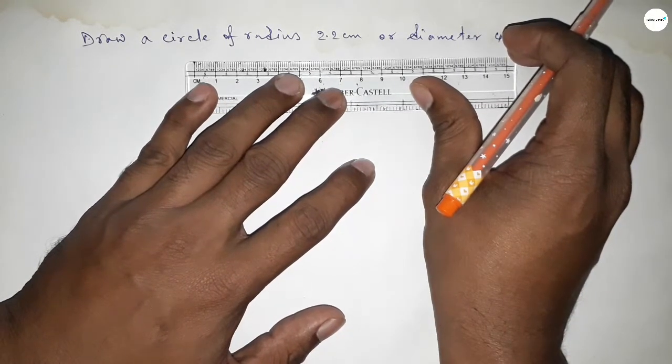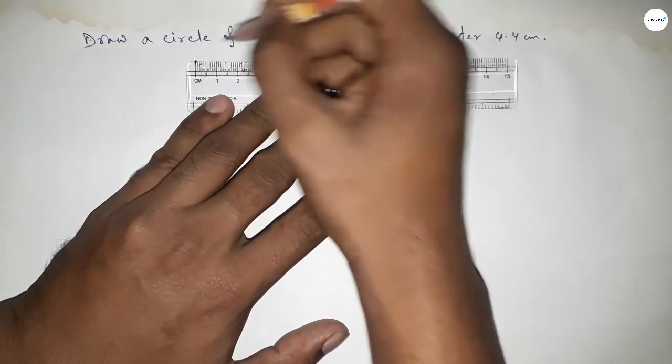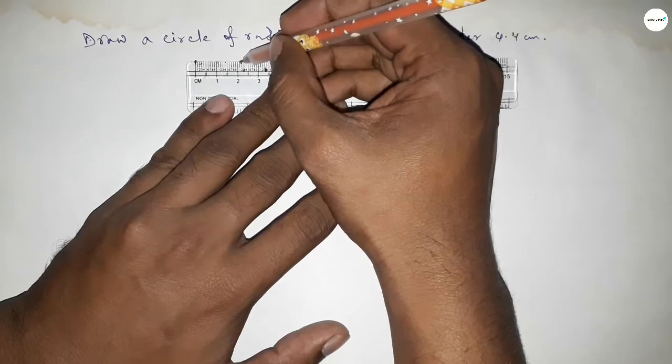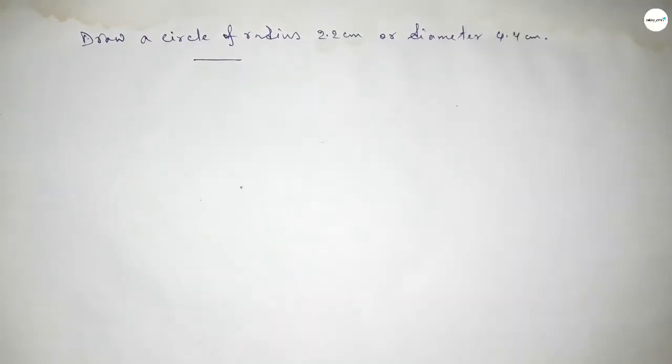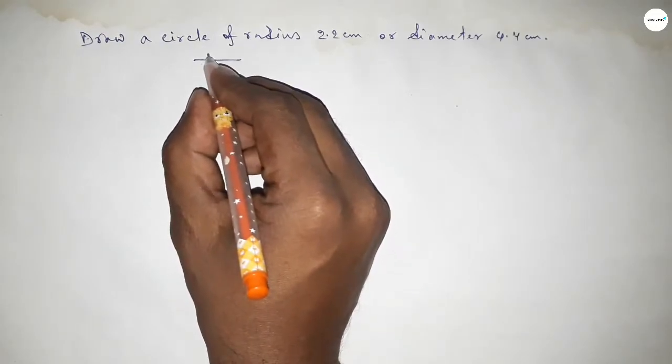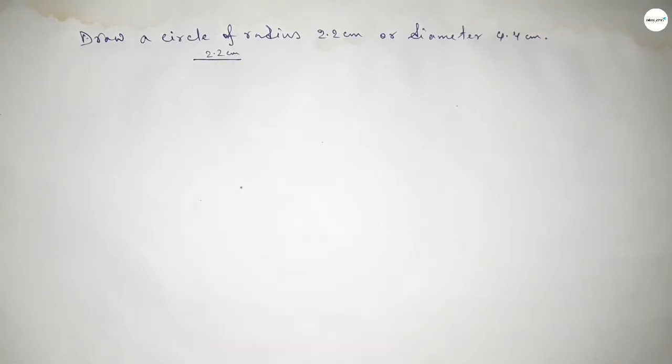First of all, drawing here the length 2.2 centimeter. So this is starting 0, 1, 2 and this is 1, 2. So this is 2.2 centimeter. So we know that radius of a circle is half of diameter. So this is 2.2 centimeter.